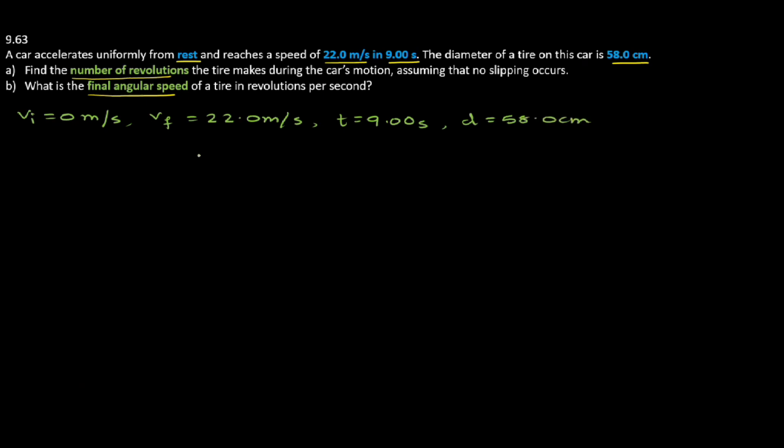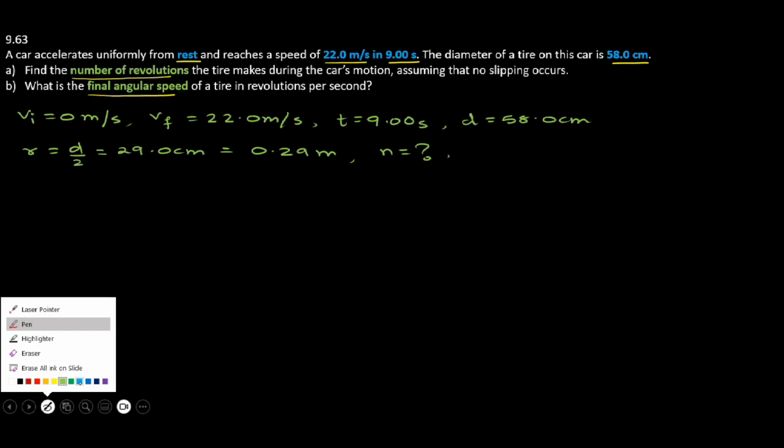The diameter of the car's tire is 58.0 centimeter. So you can find the radius of the car tire by using the diameter. The radius r will be diameter by 2, which is 29.0 centimeter. And I can write this in meter by dividing this number by 100. So that will become 0.29 meter. This is the radius of the car's tire. So we need to find the number of revolution n in the first part, and in the second part, the angular speed of the tire in revolution per second. So let us start with the first part.